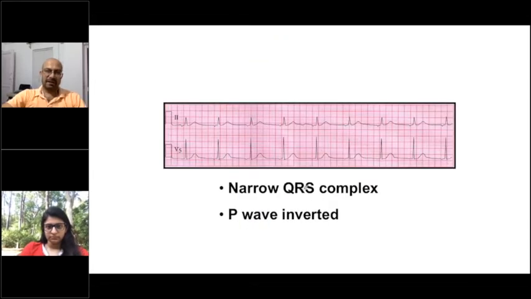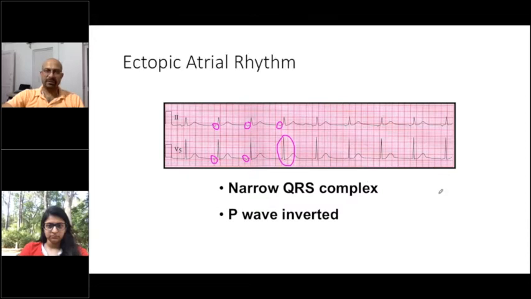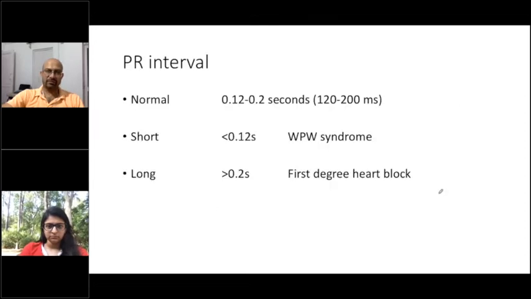So this is a narrow complex. You have QRS, which looks narrow, it's not broadened. And if you look at the P waves here, the P waves are inverted. If you look carefully in V5, these are inverted. In lead 2, you have inverted P waves. All P waves are upside down. So that means it's coming from a pacemaker which is not normal. That's an ectopic atrial rhythm.